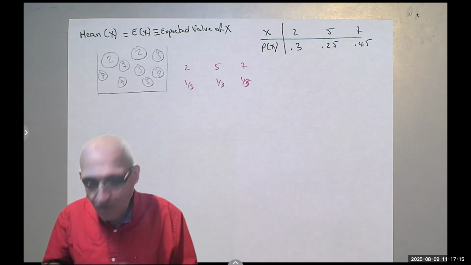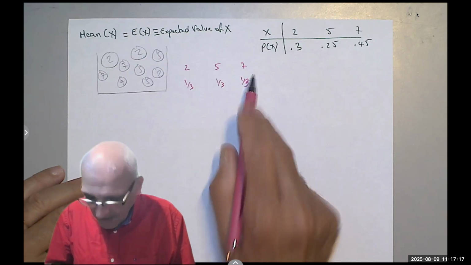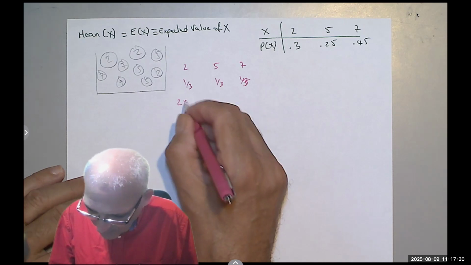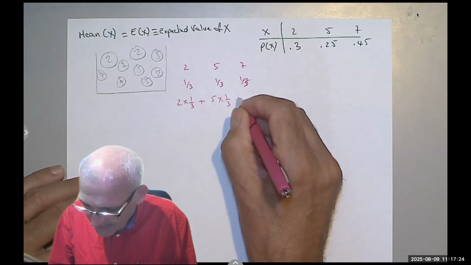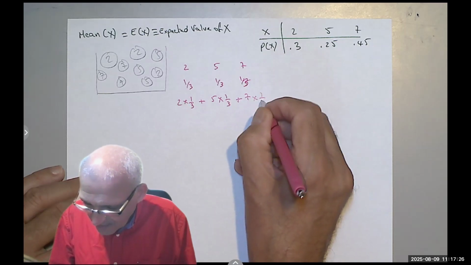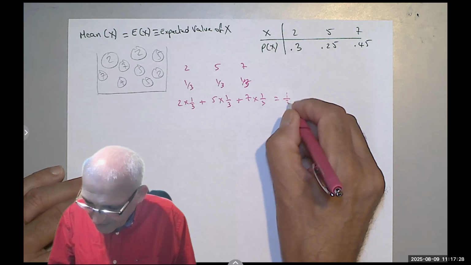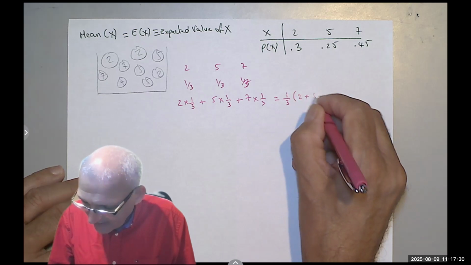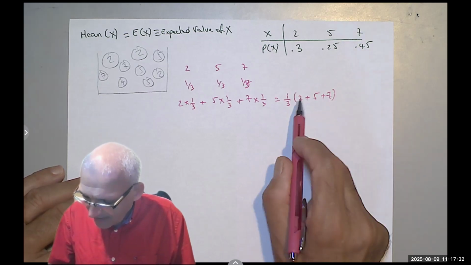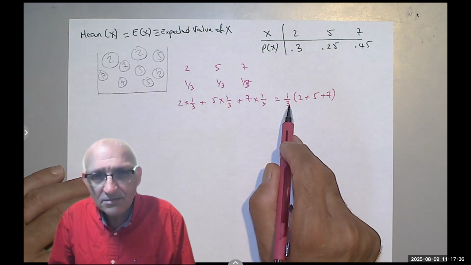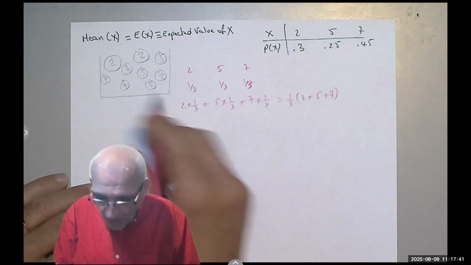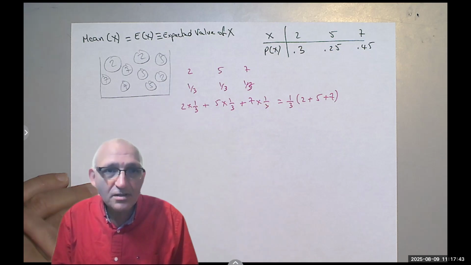I am telling you the way to find this mean is to multiply 2 times 1/3 plus 5 times 1/3 plus 7 times 1/3. So it's 1/3 times 2 plus 5 plus 7. Oh, I added all 3 numbers and divided them by 3. No, just an example, just a specific case where the numbers are equal.